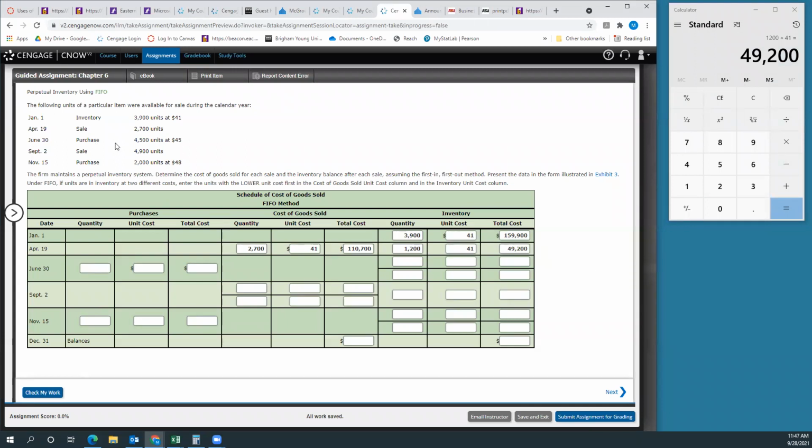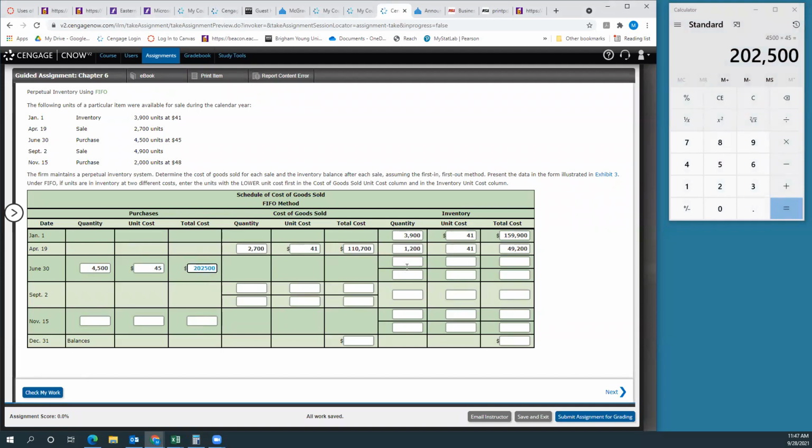On June 30th, I make another purchase. So I buy some more units from whoever my supplier is. So 4,500 units at $45 apiece. So 4,500, 45, and then I multiply those to figure out the total cost. 4,500 times 45 is 202,500.